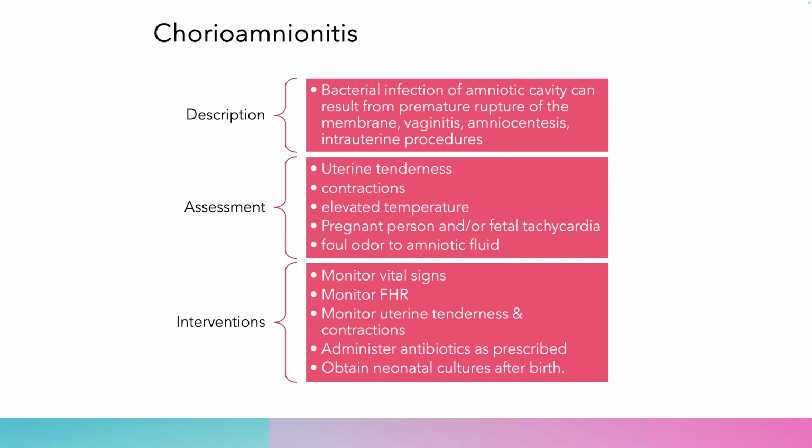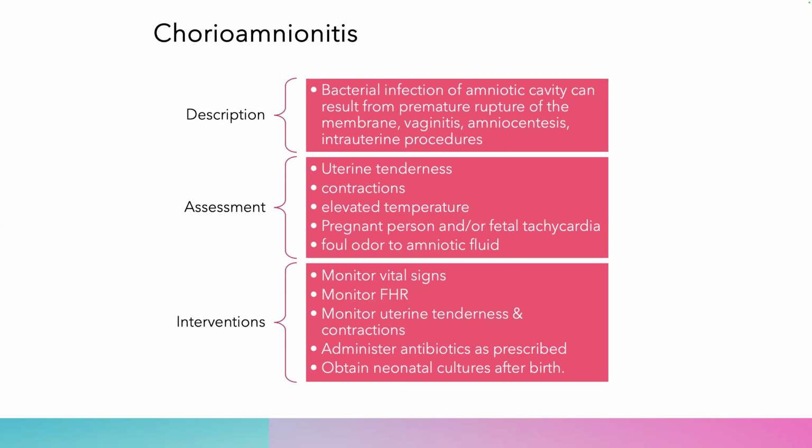Typically, what are they going to have? They're going to have uterine tenderness. They're going to have painful contractions. They're going to have a fever. Typically, the pregnant person will have tachycardia, and often if they have tachycardia and a fever, the baby's going to have tachycardia. There will usually be a foul odor to the amniotic fluid.